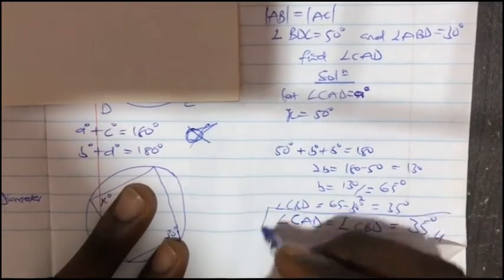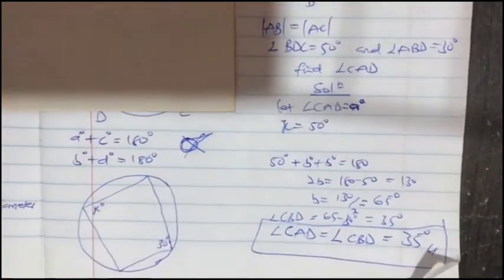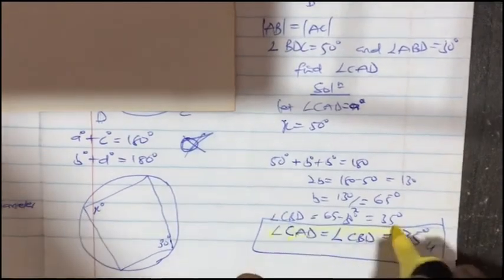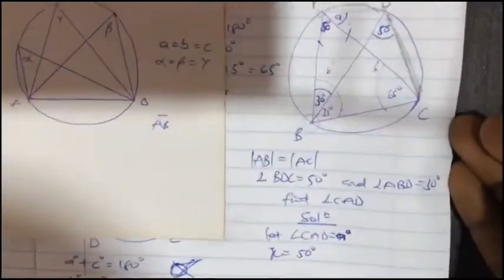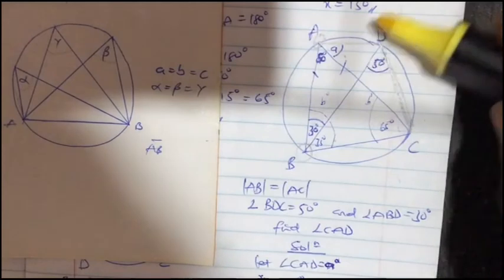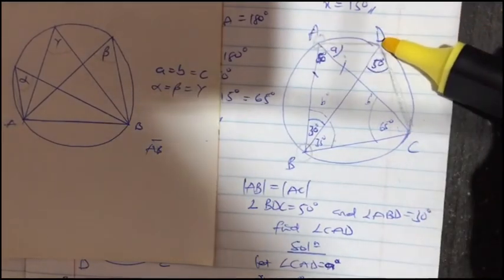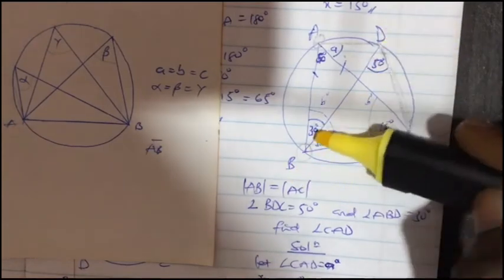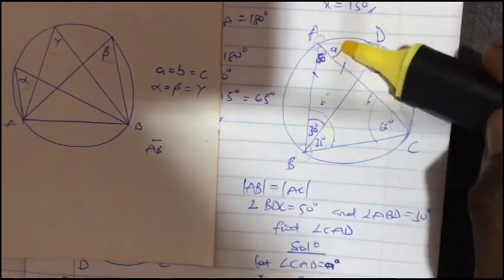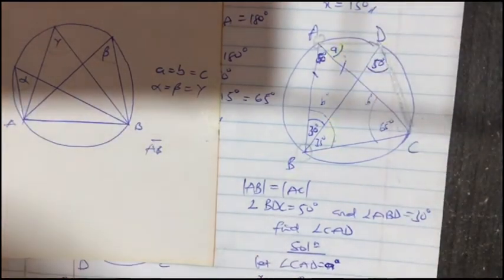Simple as that. Okay, that's it. Angle CAD is equal to angle CBD. This angle is equal to that angle. That's 35. Thank you very much.